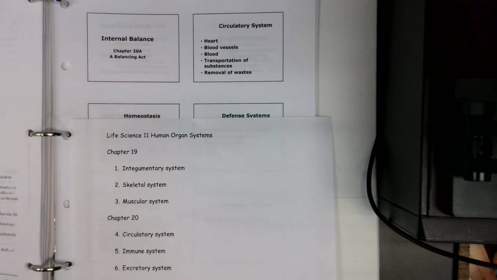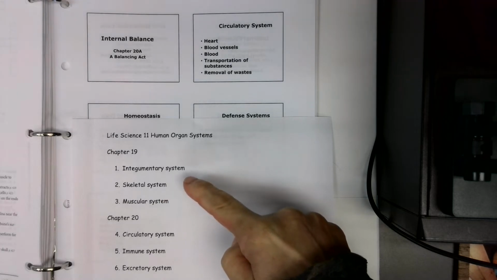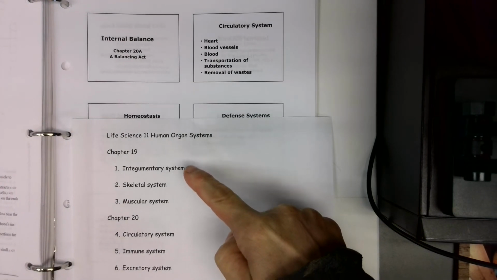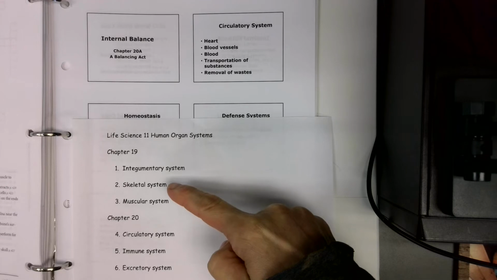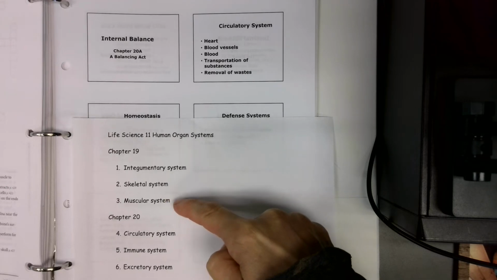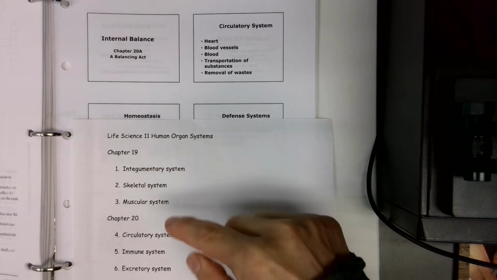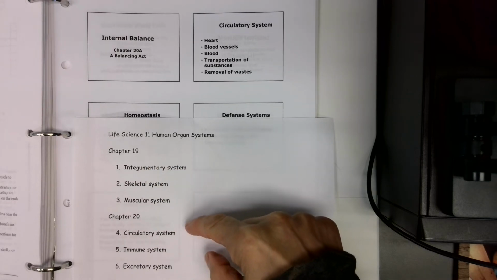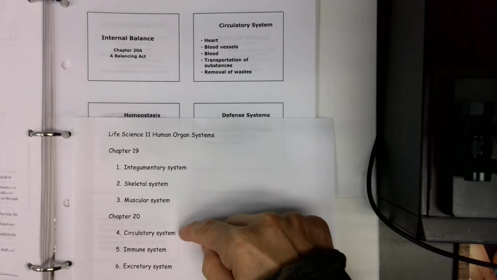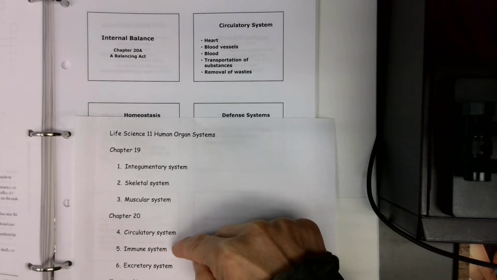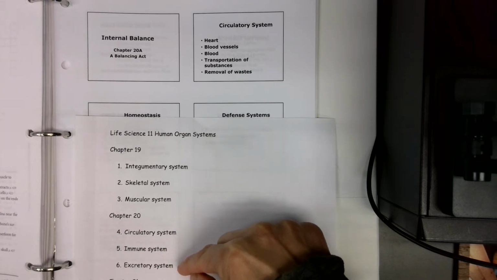These are the notes for the 20A section of our chapter. So far we've been looking at all of the 11 systems. We started with the integumentary, then the skeletal and muscle system. Those were all discussed in chapter 19. Now we're going to move on in chapter 20 to talk about the circulatory, the immune, and the excretory.